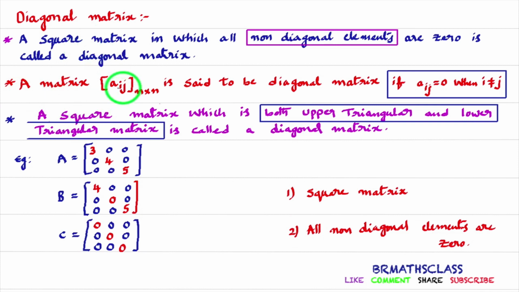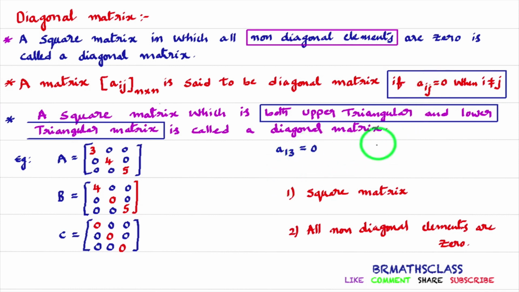Okay, we will see the other version of this diagonal matrix. A matrix Aij of order n by n. This we learned in earlier classes: the representation n by n in itself indicates it is a square matrix. This square matrix is said to be a diagonal matrix if Aij equals 0 whenever i is not equal to j. Aij is an element present in the ith row and jth column. For example, you see this element. It is present in first row, third column. Is i equal to j here? No. That means that element must be 0.